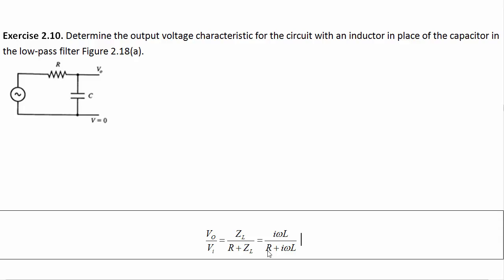Well, looking at this, if frequency is really low, then the R term dominates in the denominator and the numerator goes to 0. So this attenuates low frequencies. If frequency is really high, the R term is dominated by the i omega L, and we've got just a 1, meaning that this has a transfer function of 1 for high frequencies and goes towards 0 for low frequencies, so it's a high pass filter.